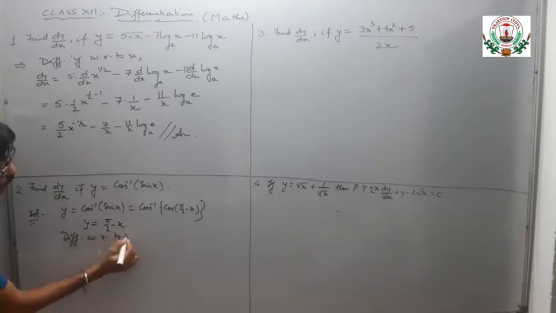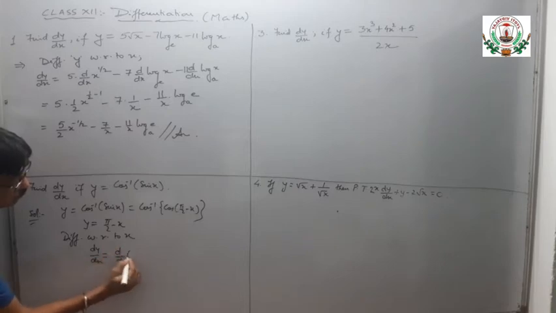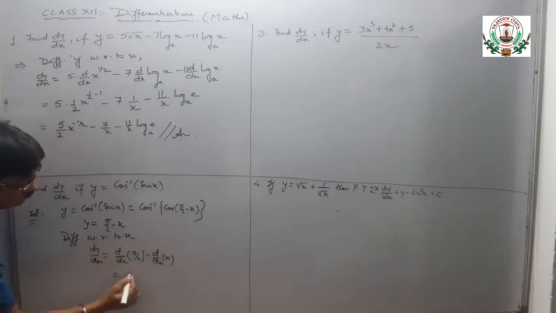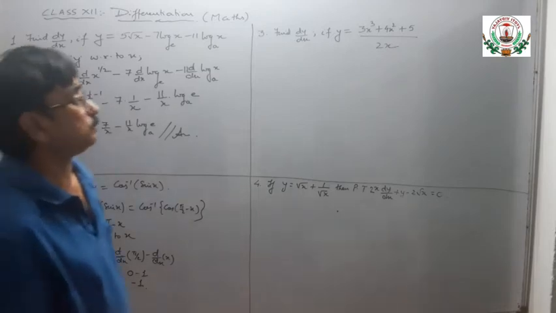Now we will differentiate with respect to x. Differentiating with respect to x, dy by dx will be equal to d by dx of pi by 2 minus d by dx of x. d by dx of a constant is 0 and d by dx of x is 1. So 0 minus 1, that is minus 1.